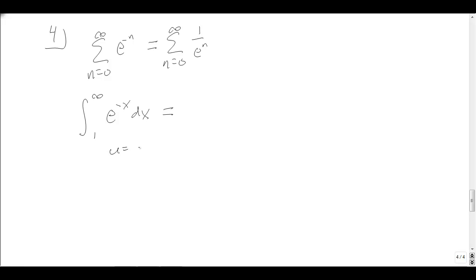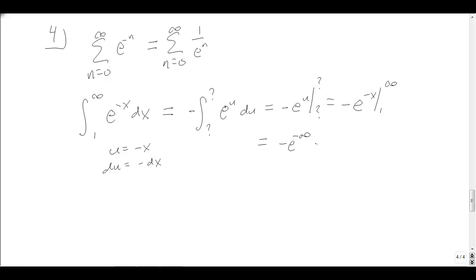For this substitution, I just do u is negative x, du is negative dx, and I get an integral from something to something. I get e to the u, and then a du, but then I need the negative, so I'll put that out in front. So I get a negative e to the u du, which integrates to negative e to the u with some bounds. So this gives me negative e to the negative x going from 1 to infinity. Okay, so I get negative e to the negative infinity minus, because it's the bottom term, and then the negative out in front, e to the negative 1.